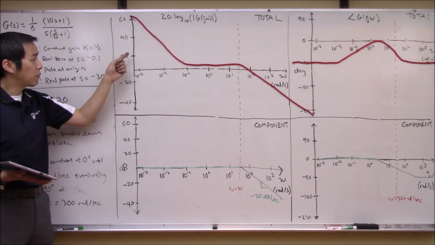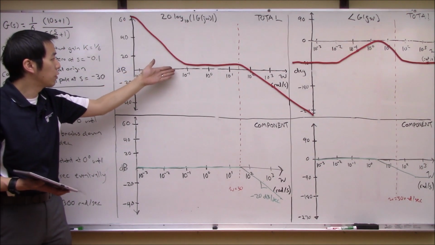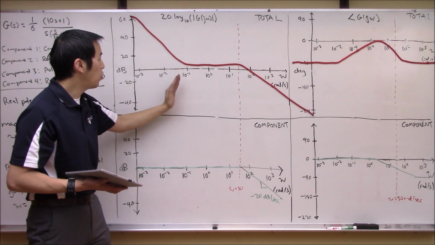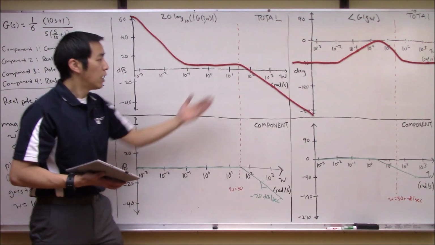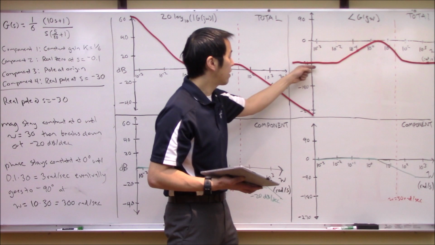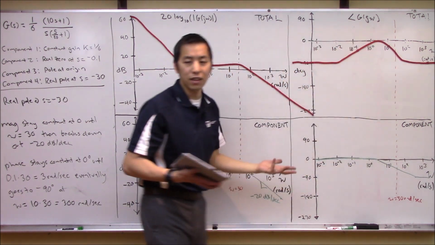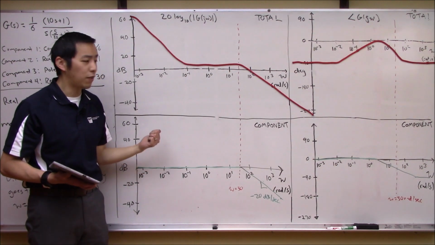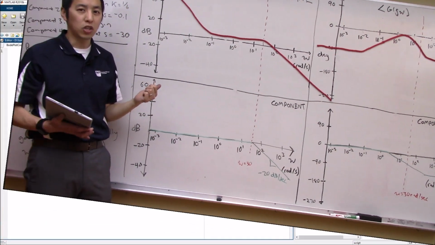Take a snapshot in your mind of what this looks like. It comes down at minus 20 decibels per decade, and then in between here and here it stays flat and then goes down again. For the phase, we start at minus 90, have this bump up to 0 phase, and then back down to minus 90 like such. So let's run over to MATLAB and verify numerically that our approximation or our sketches is actually pretty accurate.